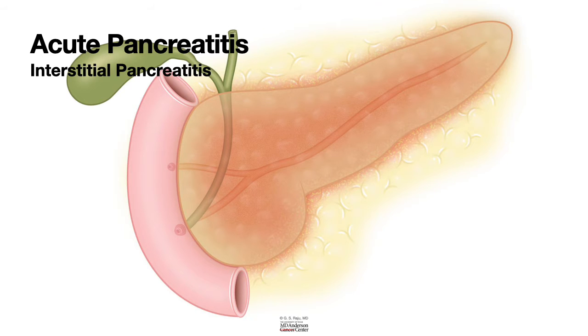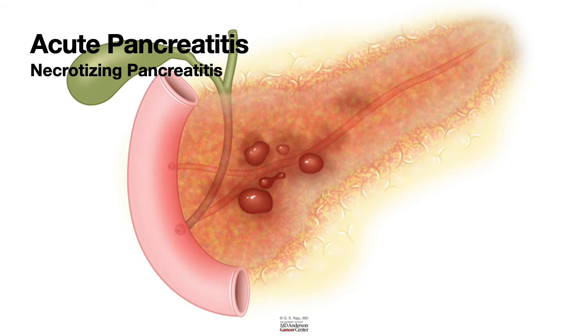On the other hand, if the inflammation is severe and there is necrosis or severe damage to the gland, it results in what is called necrotizing pancreatitis. In this case, there is much more severe damage to the pancreas, and the duct could be disrupted with the leakage of pancreatic juice into the surrounding structure and fat necrosis.